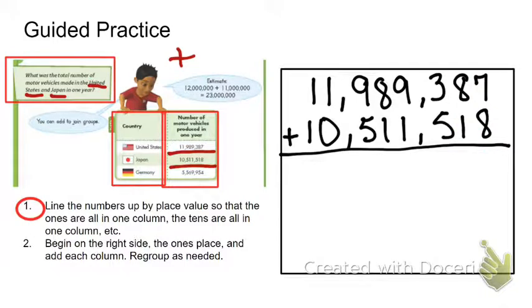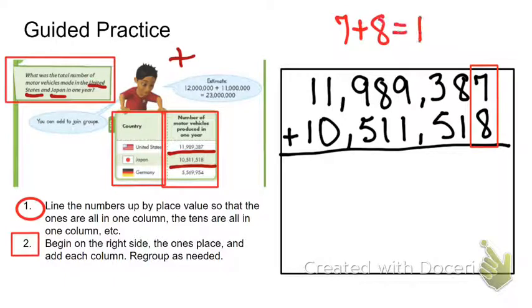Now we're going to begin by adding on the right side, the ones place, and then add each column. We're going to regroup as needed. So let's look at our ones place. The right side, we're going to start with the ones column. We need to add 7 plus 8. 7 plus 8 gives me 15. I can't put 15 in the ones place because I can only put one digit there. That means that I'm going to have to regroup. So I'm going to leave the 5 in the ones place and carry the 1, or regroup by placing the 1 on top of the tens column.